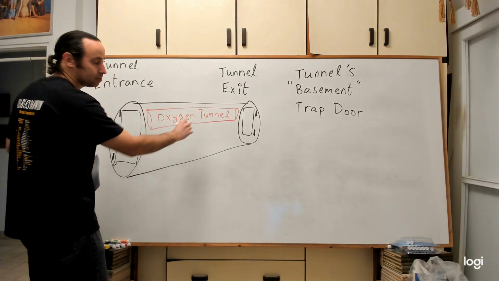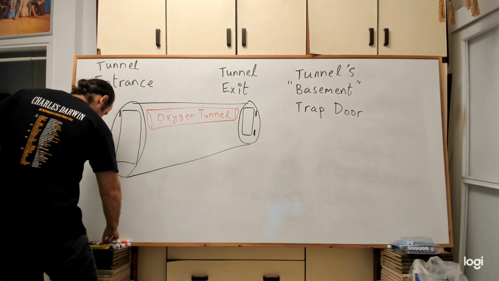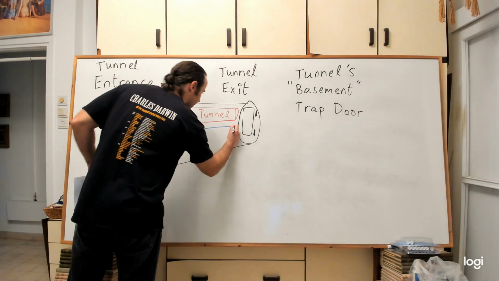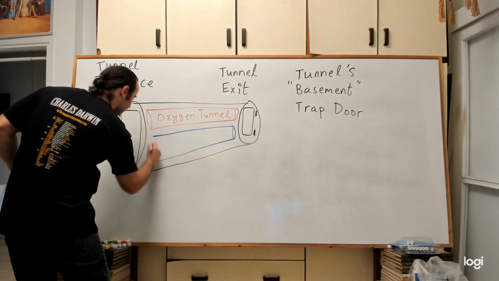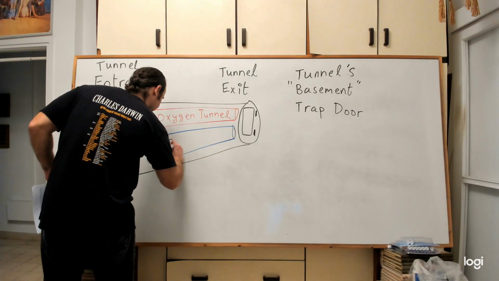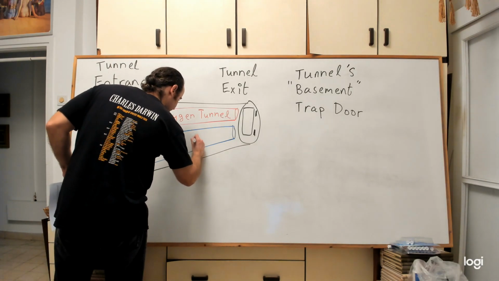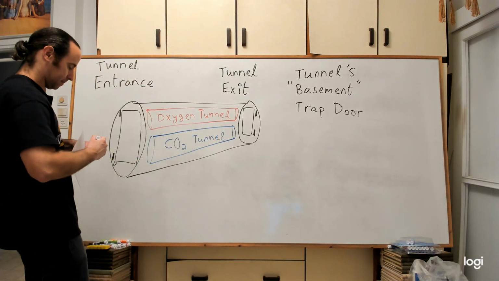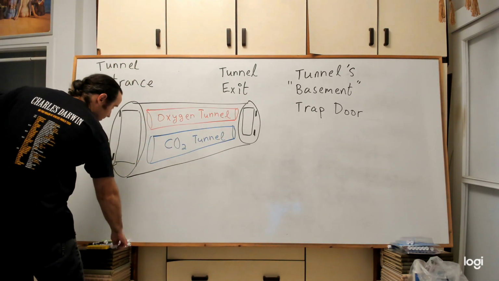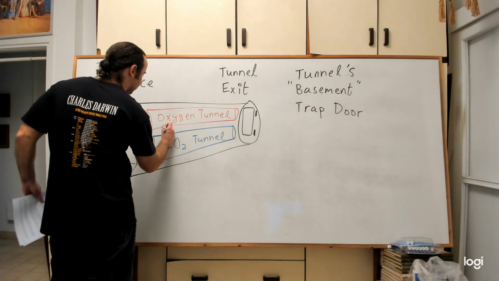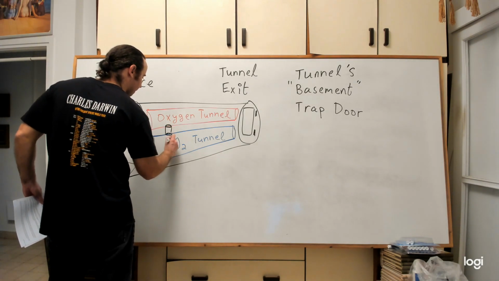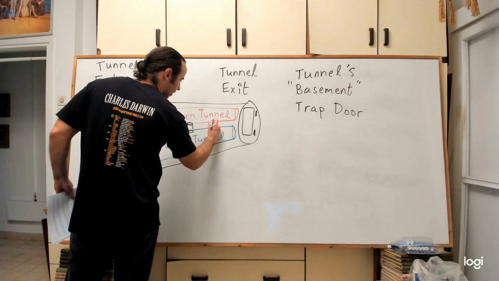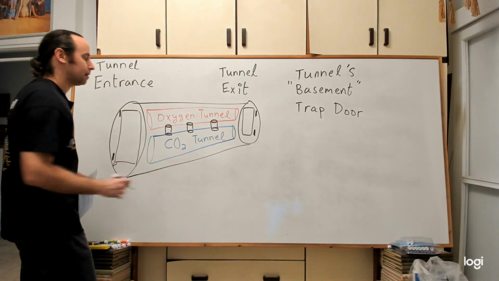We can say O2, but I want it to be more clear. And let's say this is the CO2. Okay, tunnel. And between them there are holes. Okay, so there is a hole here, and there is a hole here. I'm drawing 3, but there are 10 holes along the tunnel.